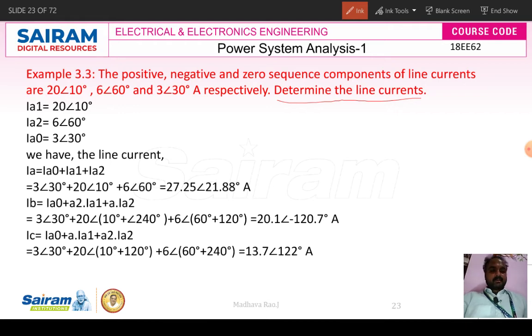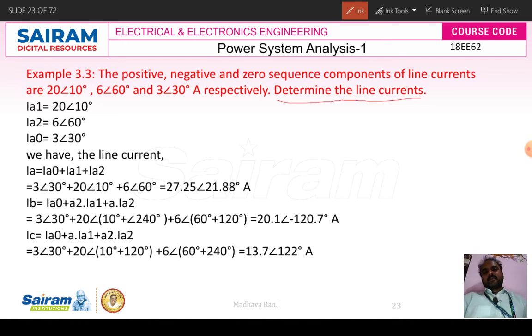So we have line currents IA, IB, IC. So what are the line currents? IA is equal to IA0 plus IA1 plus IA2. Similarly, IB is equal to IA0 plus A square into IA1 plus A into IA2. So using that, we will find IA, IB. Similarly, the line current in C, IC is IA0 plus A into IA1 plus A square into IA2. So we will just substitute the values.